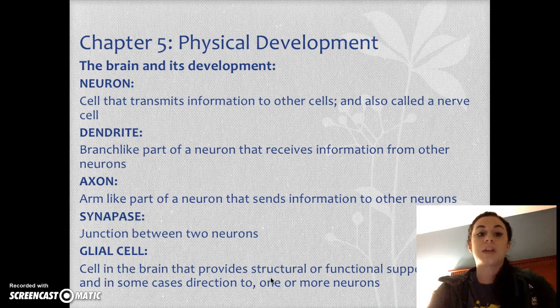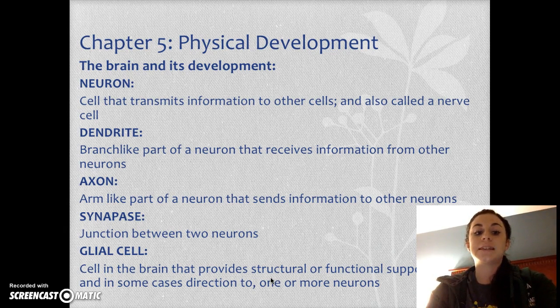And then on to chapter 5, some important parts in physical development. The brain in its development has the neuron, which is the cell that transmits information to other cells, also called a nerve cell. The dendrite is the branch-like part of the neuron that receives information from other neurons. The axon is the arm-like part of the neuron that sends information to other neurons.